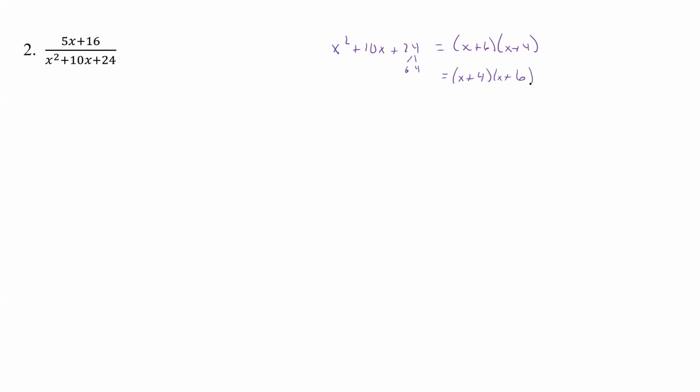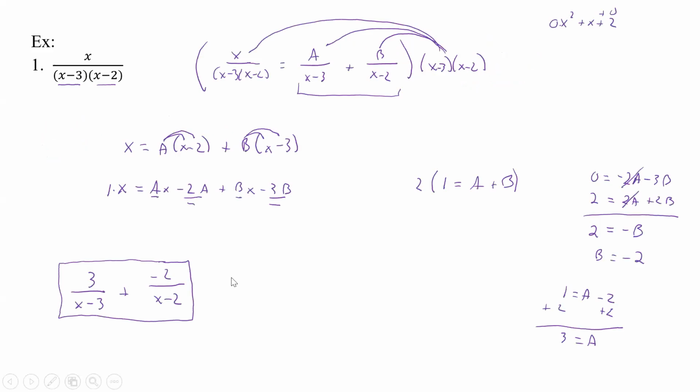What's going to happen is whatever you do for A and B, it's going to work out correctly in the end. So we're going to take this and rewrite it as 5x plus 16 over x plus 4 times x plus 6. And then we're going to break that into A over our first one, which is x plus 4, plus B over x plus 6. And so now we've got our two fractions that we're going to solve for. And once we get A and B, then we'll be like the last one. We'll have what two fractions are equal to.